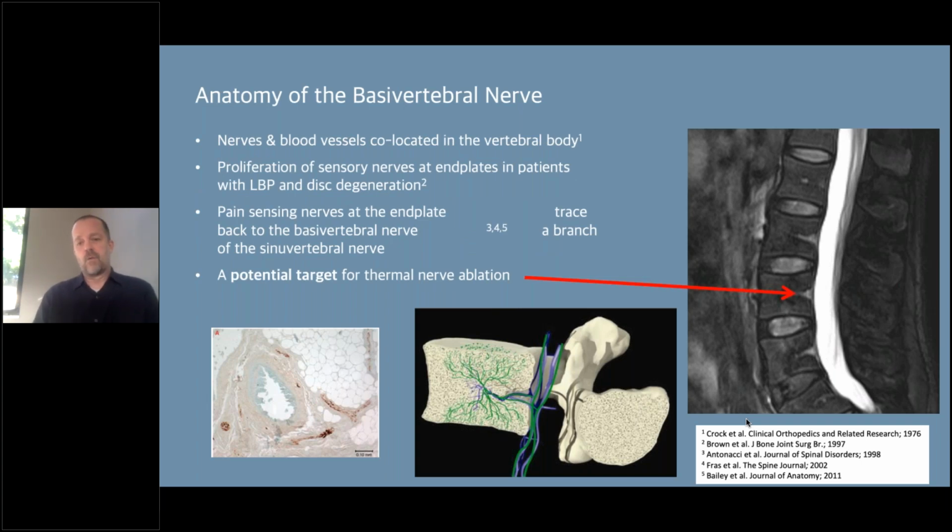You're certainly aware of the appearance of the basivertebral foramen on a lumbar spine MRI. It's characterized by high T1 and T2 signal intensity in the posterior mid portion of the vertebral body, as shown by the red arrow here.